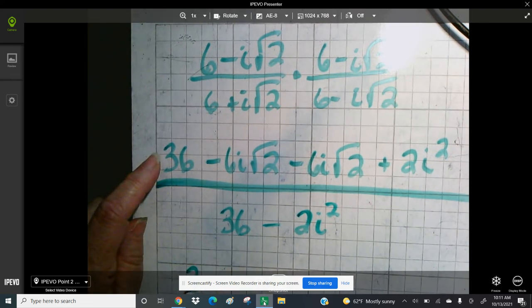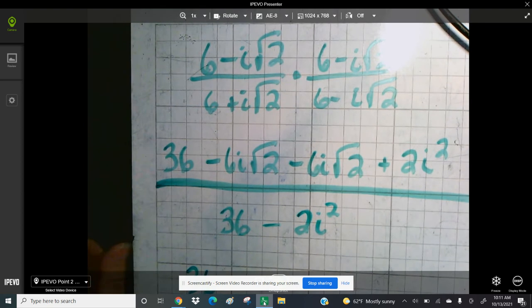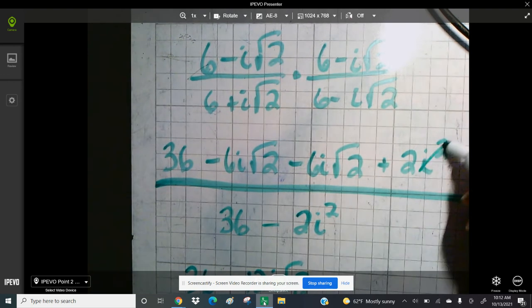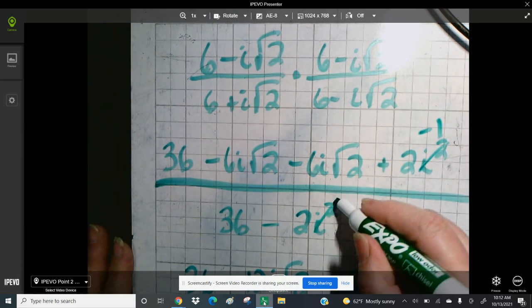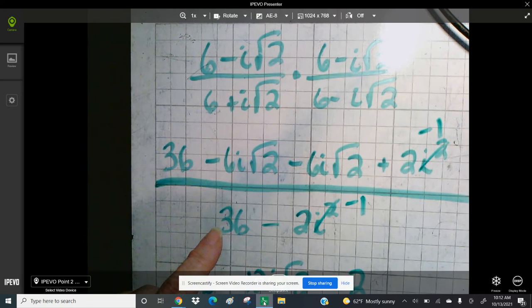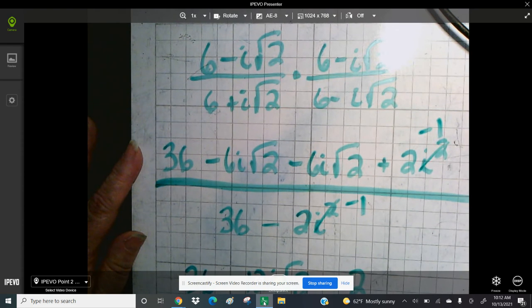So I have 36. I can combine these like terms. It'll be minus 12i square root of 2. And this i squared is really negative 1, so this will be minus 2. In the denominator, this i squared is negative 1, so this will become 36 minus 2 times negative 1. So 36 plus 2, which would be 38.